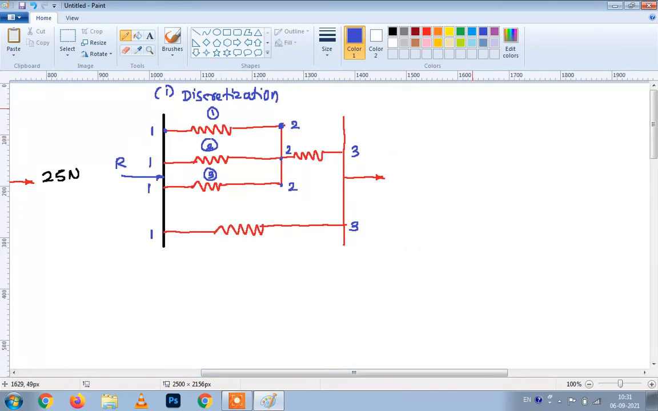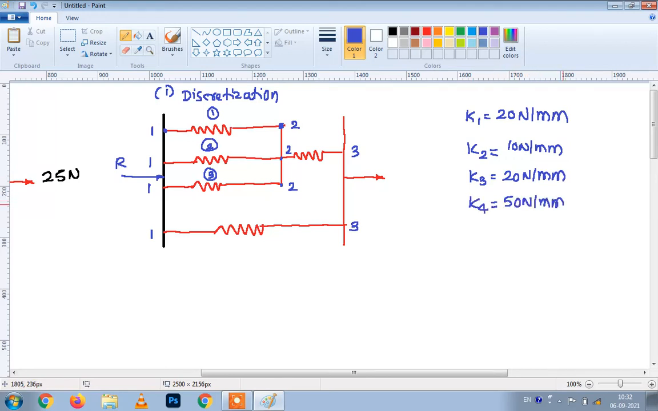Values of stiffness are given in the numerical. K1 is given as 20 Newton per mm. K2 is given as 10 Newton per mm. K3 is given as 20 Newton per mm. K4 is given as 50 Newton per mm, and K5 is given as 25 Newton per mm. So these are the values of stiffness for these individual springs. This is K1, this is K2, this is K3, here is K4, and K5 will be here.